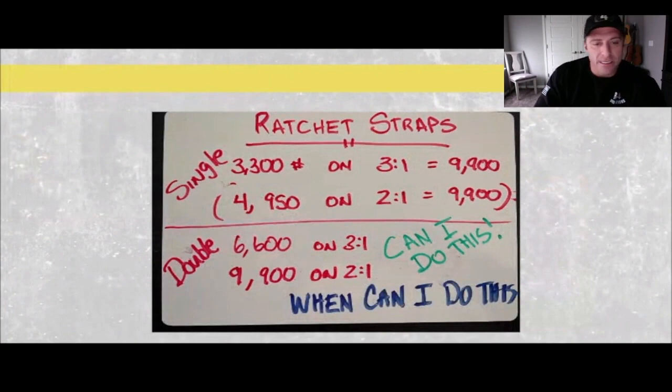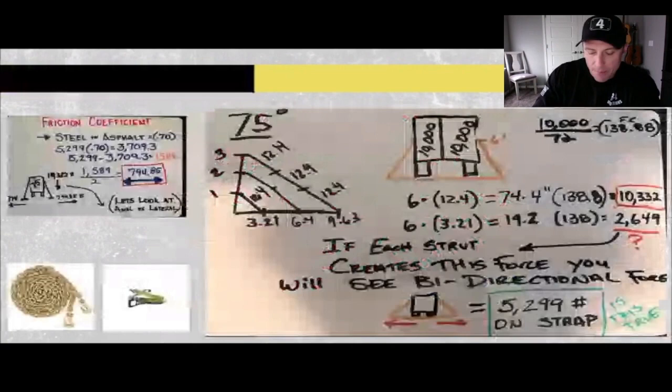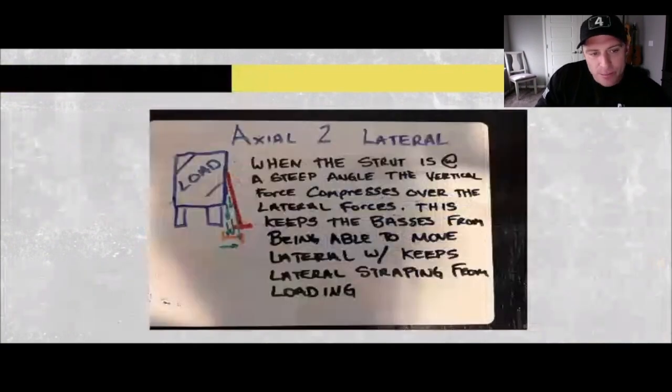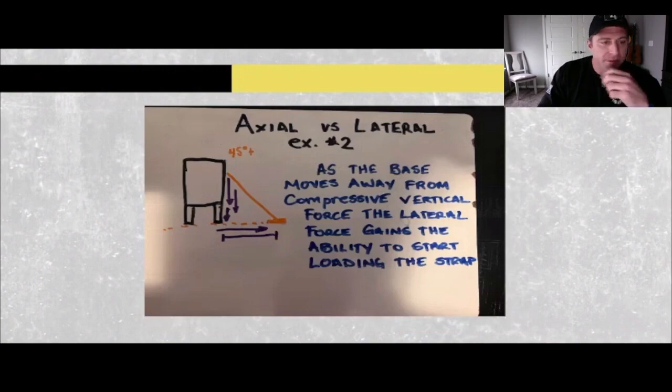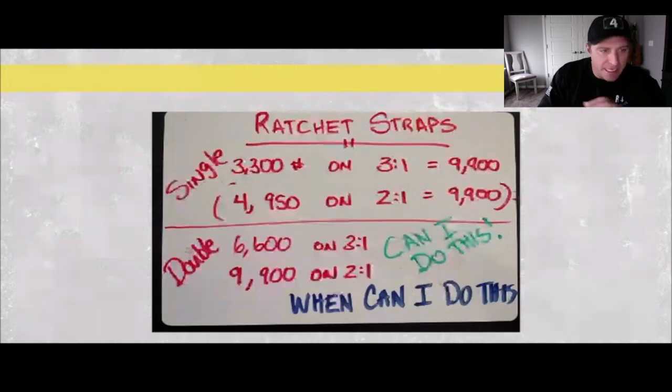Absolutely, because we're going to hear people say, well, the synthetic is going to stretch. Yes, it might. But when we look at what actually is happening, we're having this axial force compression that quiets our lateral force. And we're going to show you videos of not strapping vehicles and lifting them at 75 degrees. There's too much axial compression force for the lateral force to start initiating momentum and getting away from this vehicle. So we can use a ratchet strap at 75 degrees on this type of friction coefficient.